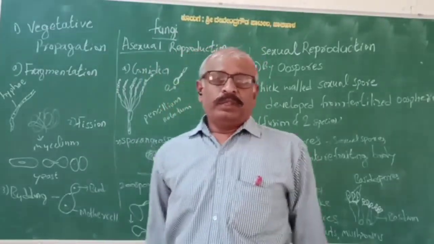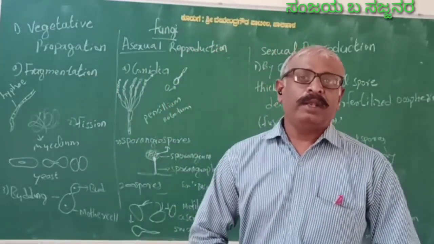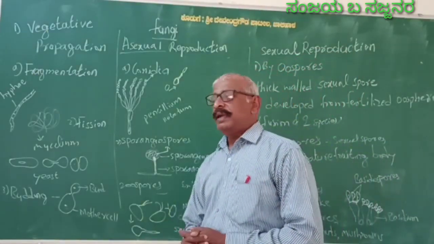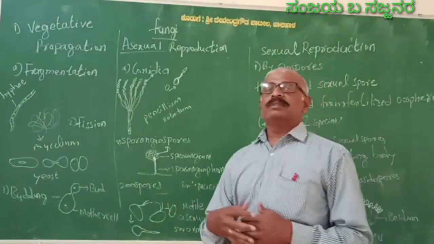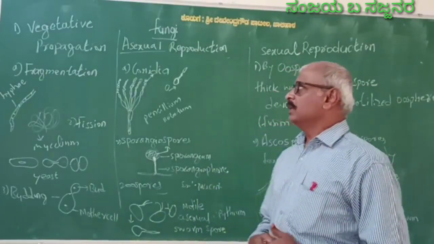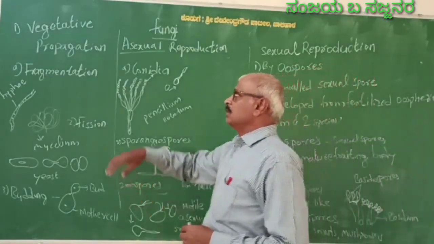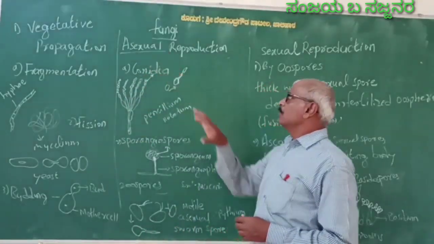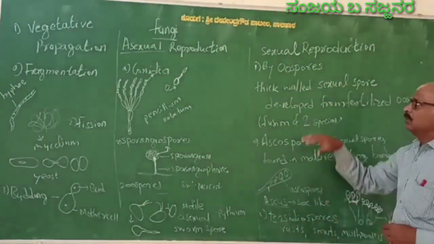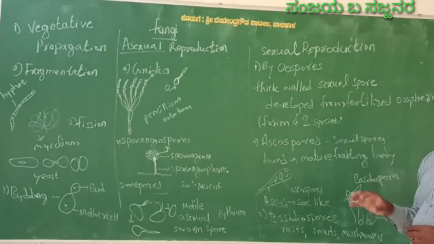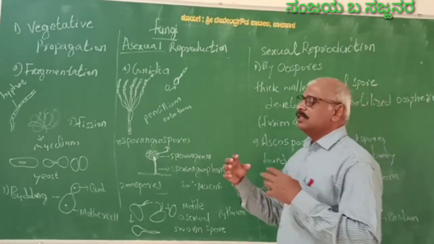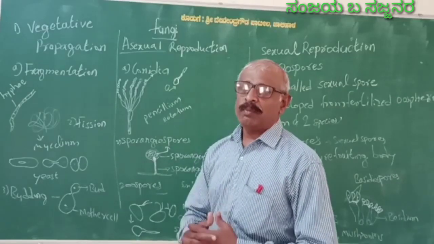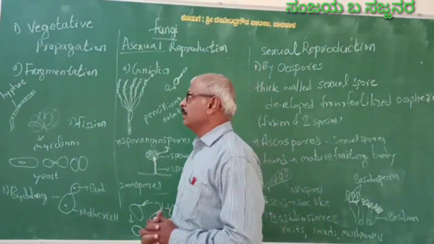We continue with reproduction in fungi. Reproduction in fungi takes place by different methods. One is vegetative propagation, the second is asexual reproduction, and the third is sexual reproduction. These are the different kinds of reproduction in fungi.